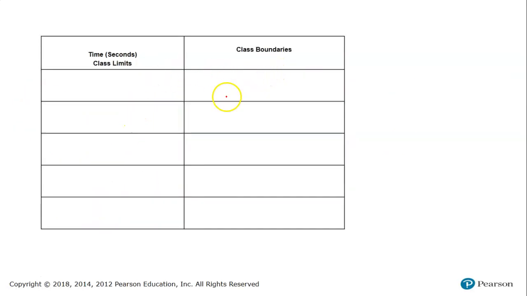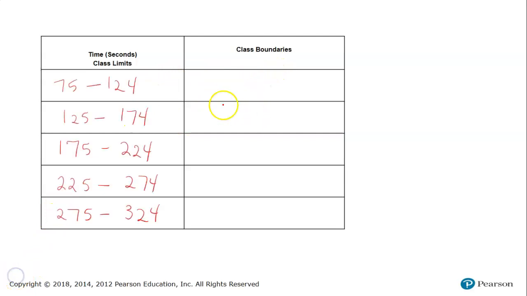Okay, moving on to class boundaries. We have our class limits that we've already set up here, so we want to calculate our class boundaries. We're going to average these. We'll average these two together, and that's going to give me 124.5. If I add these two and divide by 2, I'm going to get 124.5 here as well. So for these two locations, I'm going to put the average of those in these same two locations.